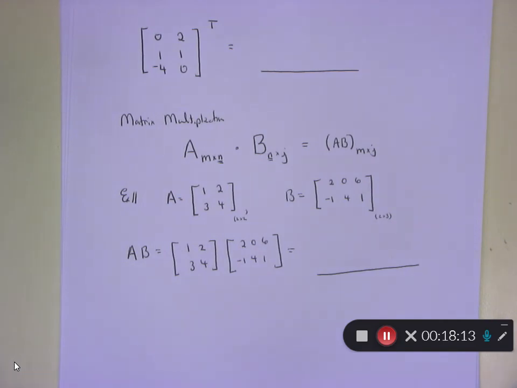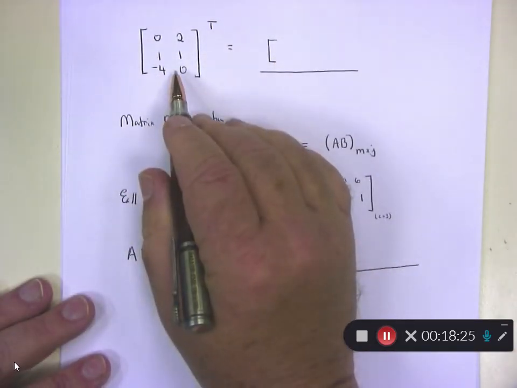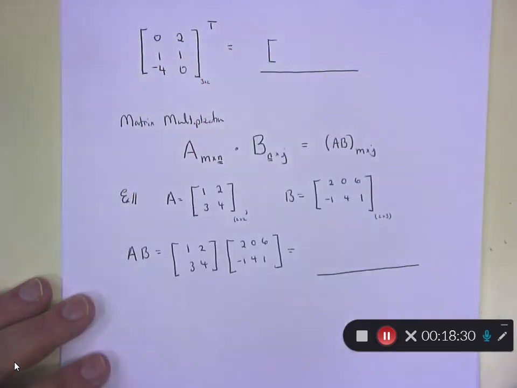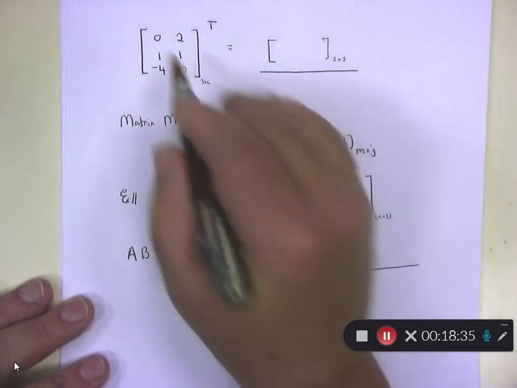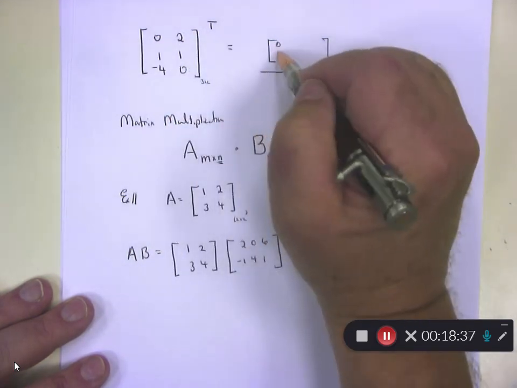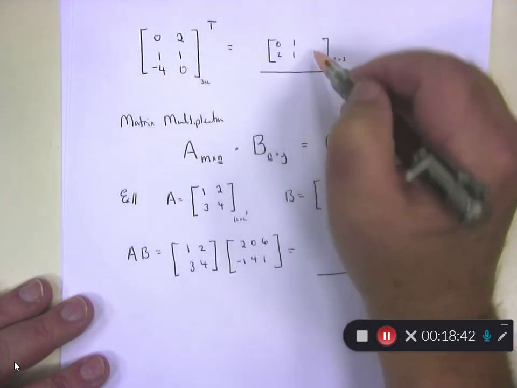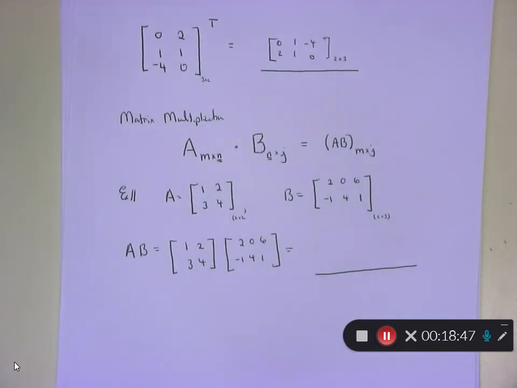I would like you to take the transpose of the matrix 0, 2, 1, 1, negative 4, 0. What would my answer be? Well, what size matrix is this to begin with? This is a 3 by 2. So when you transpose, turning rows into columns, what are we going to end up getting? A 2 by 3. And so the row 0, 2 becomes a column, the row 1, 1 becomes a column, and the third row becomes the third column, negative 4, 0. And there's my answer. Transpose.